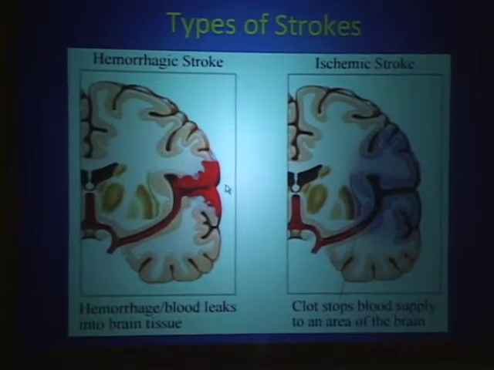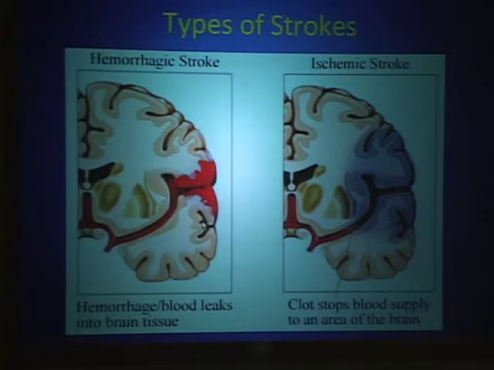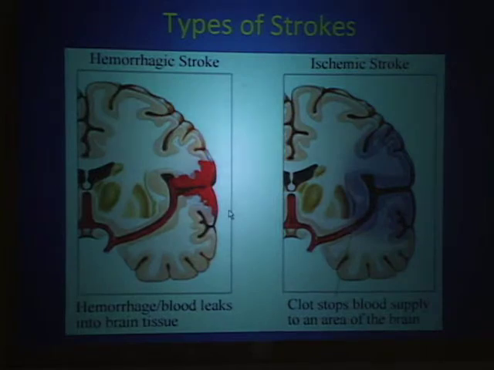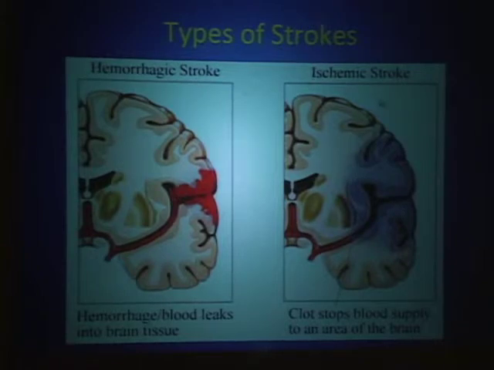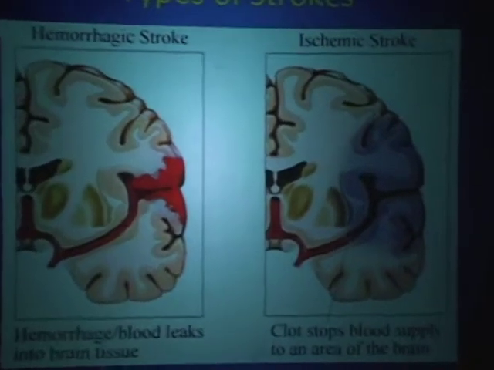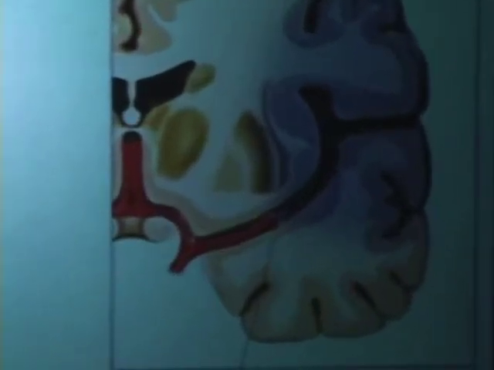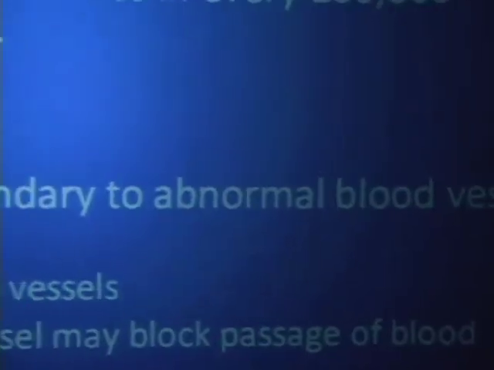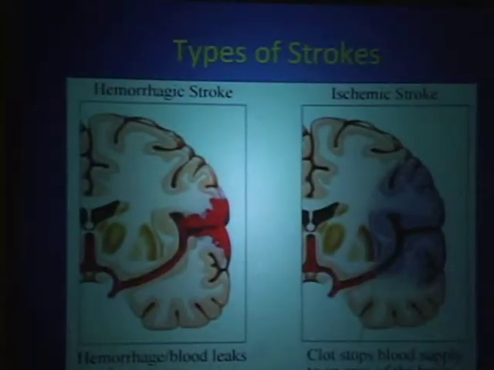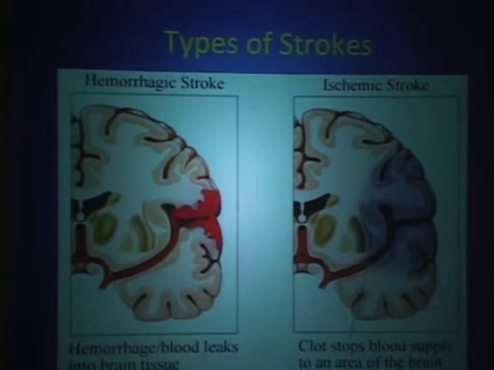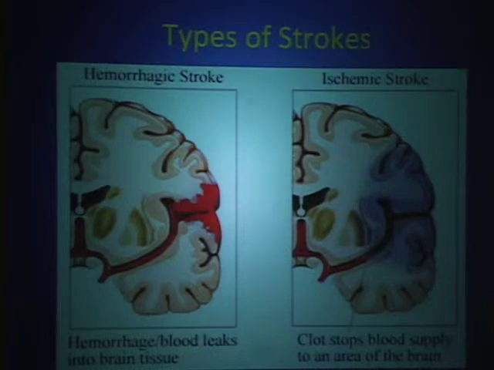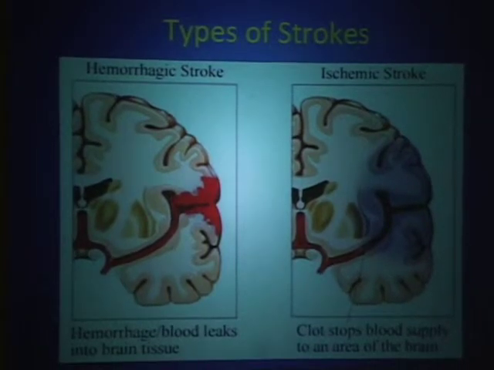There's 2 types of strokes we see, especially in the pediatric population. We can sometimes see hemorrhagic strokes where there's blood that's leaking into the brain tissue. And an ischemic stroke, where a clot forms, and the area that's supplied doesn't have the blood flow, so it will not function properly. The symptoms we see are based on where the dysfunction is. So if it's in the motor area, you're going to have weakness. If it's in the language area, you might have difficulties with speech.